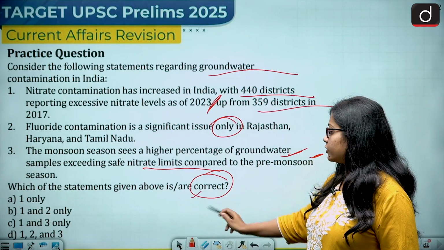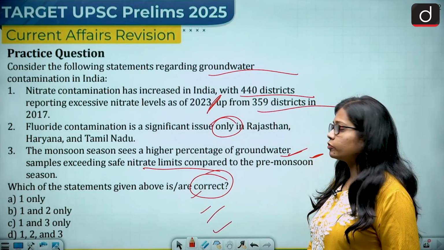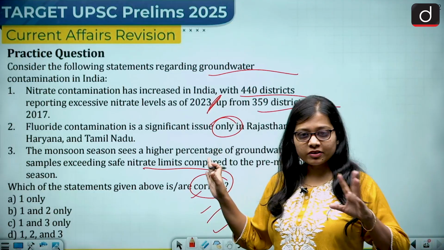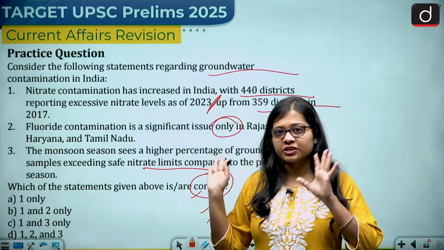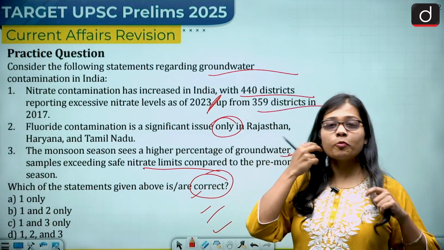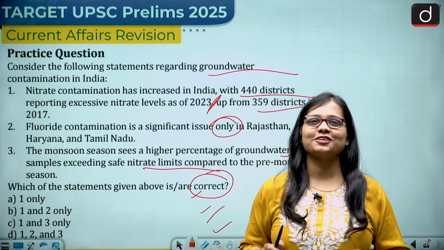1 only, 1 and 2 only, 1 and 3 only, or 1, 2 and 3? Because we have discussed this in the video very clearly, we mentioned it in one of the slides. So go back to that slide and then give me the answer in the comments below.